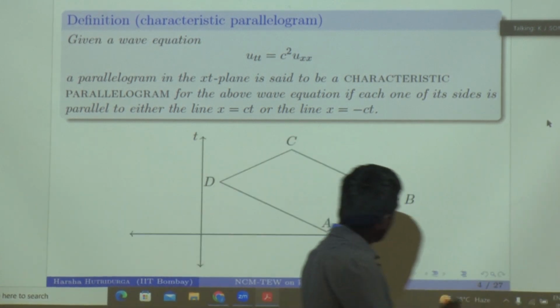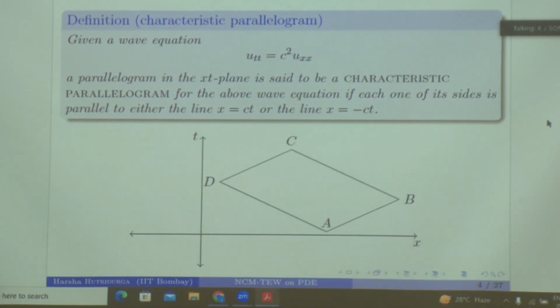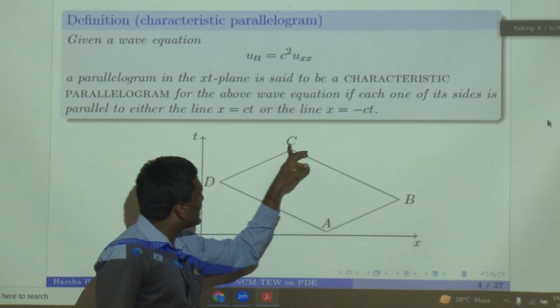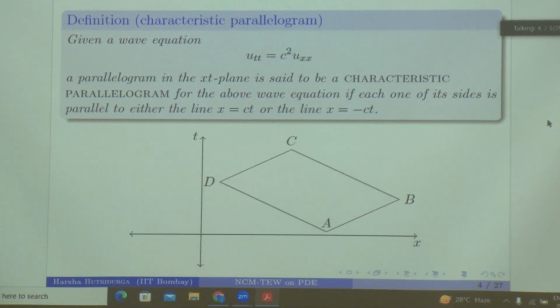There is value in introducing this concept. I think we have drawn a picture here. Every parallelogram will have 4 vertices. We call those vertices A, B, C, and D. This is the xt plane, and you have that.